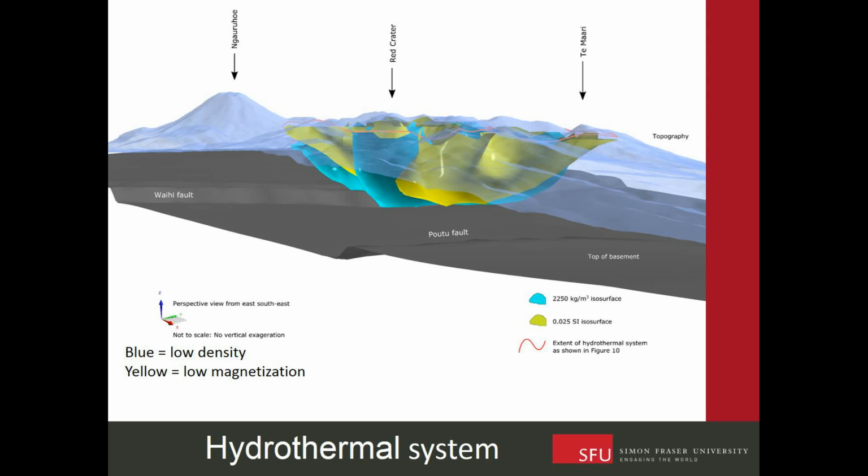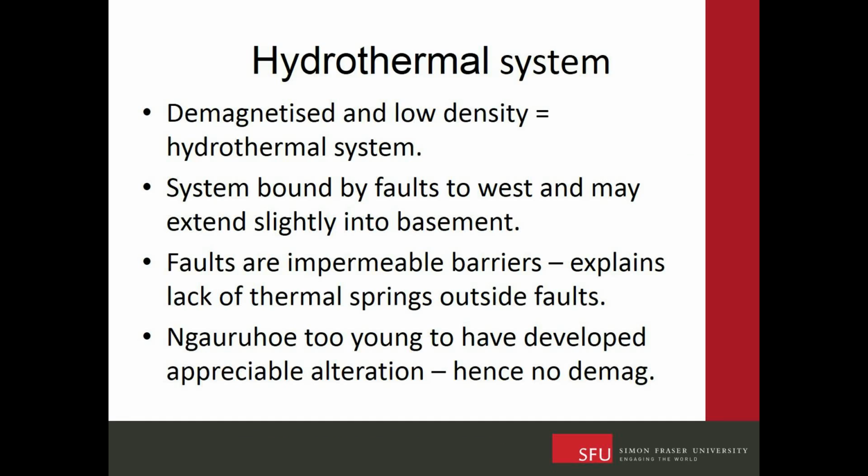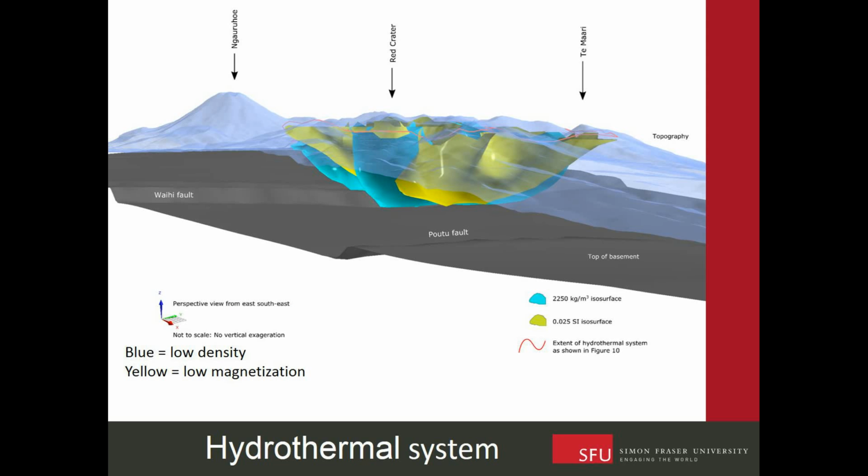So looking a bit more at the hydrothermal system, these are two isosurfaces of the density in blue and susceptibility. And you can see they're pretty well intertwined within each other. The fluid circulating through here is probably 200 or 300 degrees. There's fumaroles out here, very gas-rich, acid gases dissolving the rock, destroying the magnetite. So the hydrothermal system is defined by demagnetized and low density rock. It looks like, if we go back to that other slide, that the system's actually bound by these faults to the east and west.